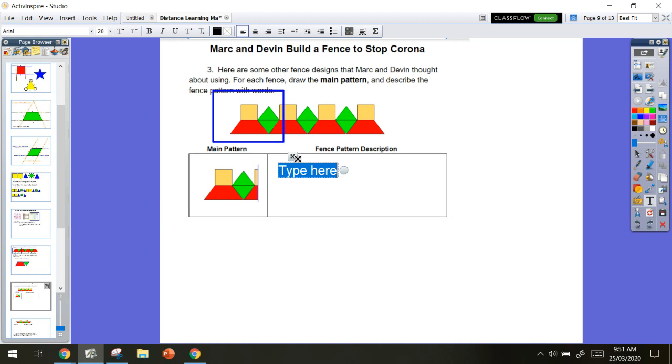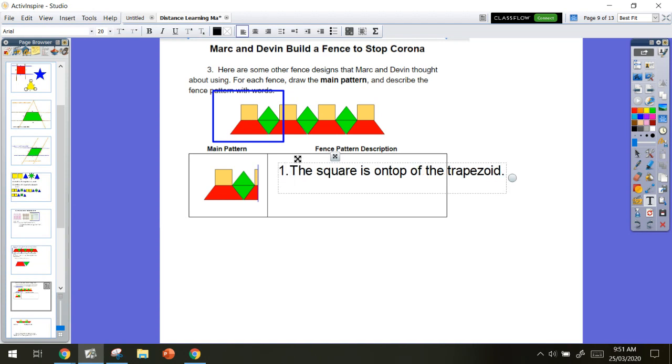It's trapezoid, triangle, square. Well, where's the square? On top. So the square is on top of the trapezoid. And then next, so that's number 1.